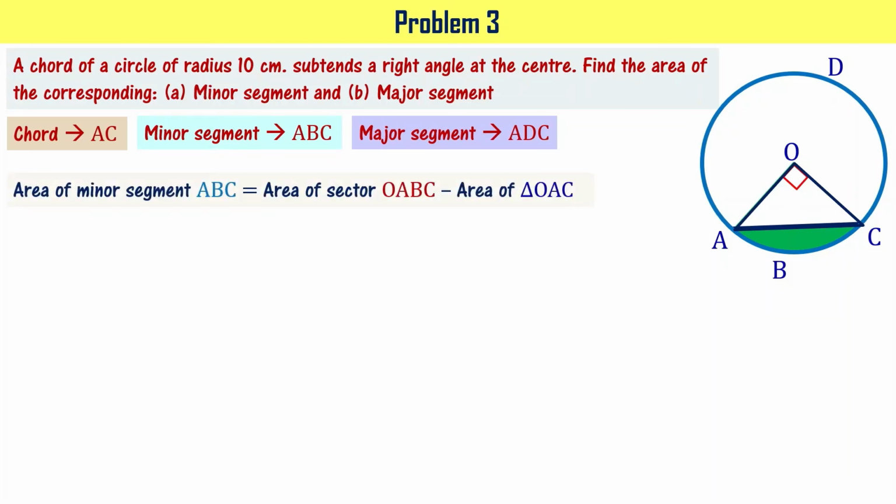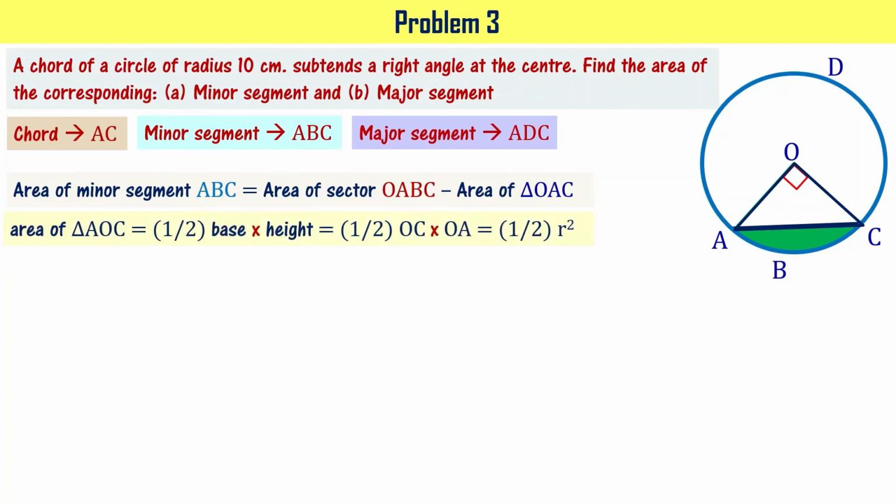And the area of the minor segment, we know that can be written as area of sector minus area of triangle OAC, right? The area of triangle OAC can be written as half base times height. I can consider base as OC and height as OA for this particular right triangle. That can be written now as half r square, because OA equal to OC equal to small r, that is the radius of the circle, right? When you substitute the radius equal to 10 centimeters, you get the area of triangle AOC as 50 centimeters square. Please note this point.